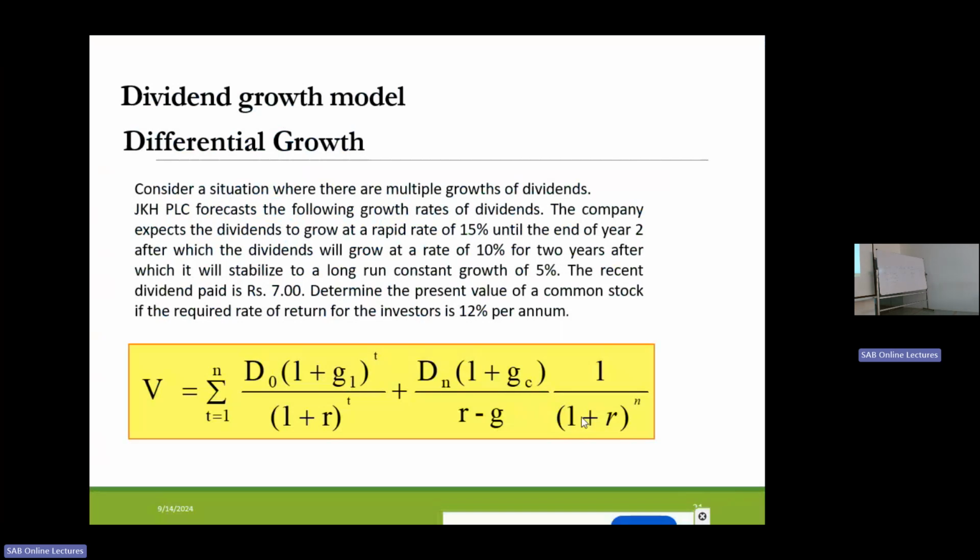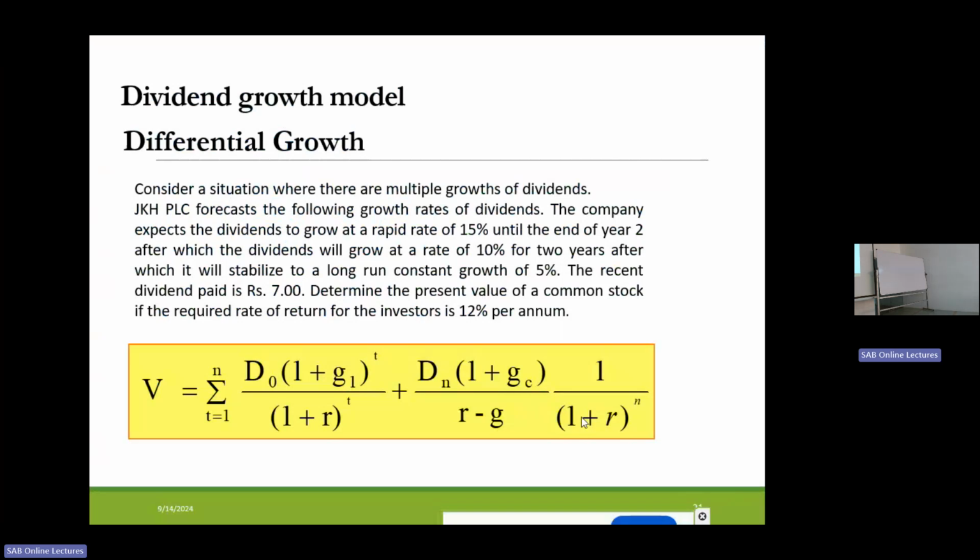In the practical scenario, you will see that companies are paying dividends at different growth rates. In their life cycle, at early stages they are paying dividends at lower rates. When they are becoming mature, they are paying dividends at a higher rate, a super growth rate. When they become very stable, they maintain constant growth in dividend for a long period. So likewise, there will be different growth rates in the real world.